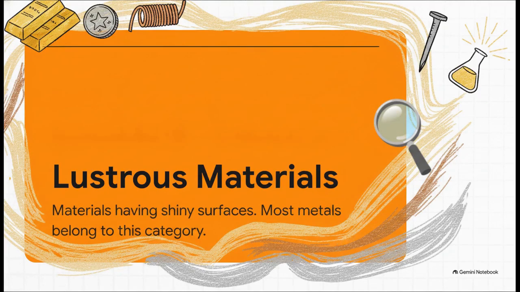Which leads us to a great key term, lustrous materials. These are simply materials that have a shiny surface. So, when you hear the word luster, you should immediately think of metals. Gold, silver, copper, iron, the vast majority of metals belong right here in this shiny category.